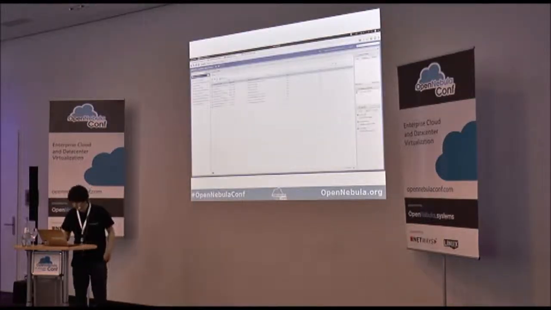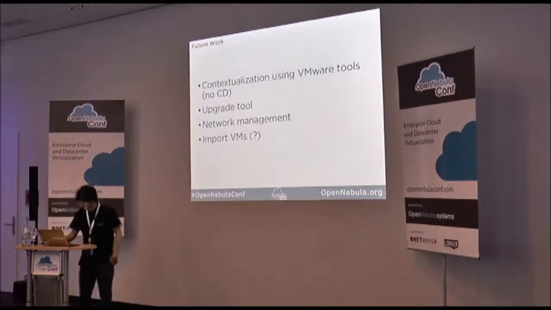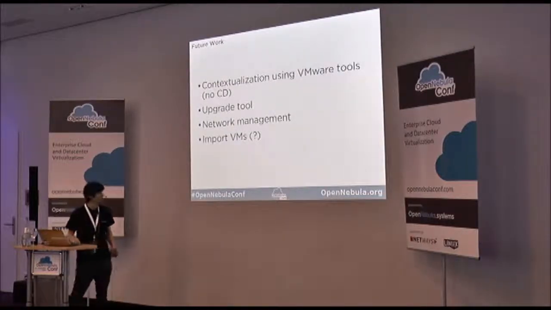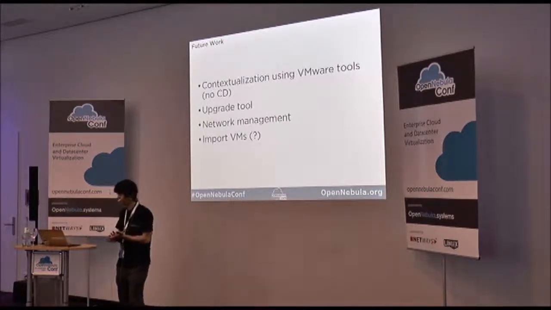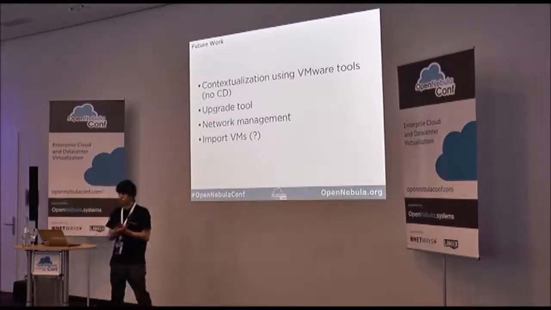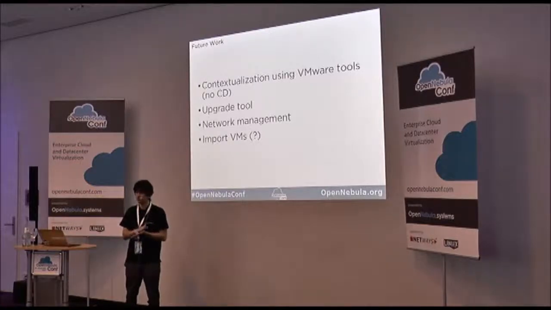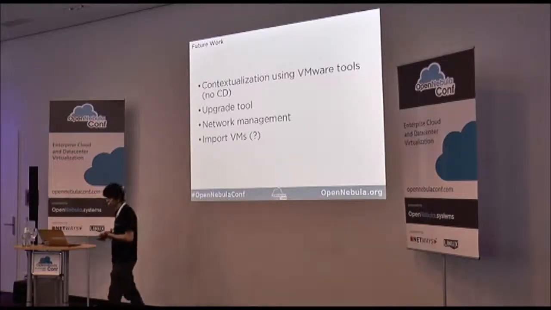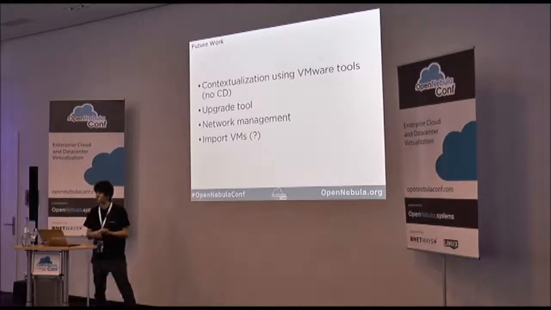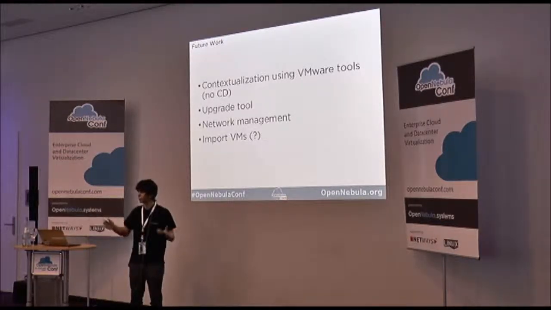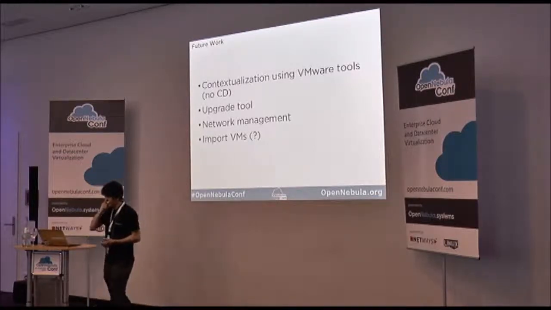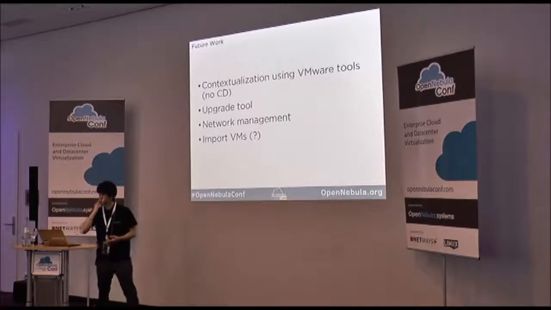I took some screenshots in case it didn't work, but I've been lucky. One of the things that doesn't work the same, and we are working on that, is the contextualization. Doing this, we cannot generate a new CD-ROM file and push it to VMware, so we can't push information about the IP, etc. But what we are doing is pushing information through VMware tools.